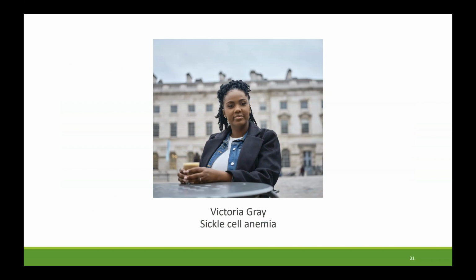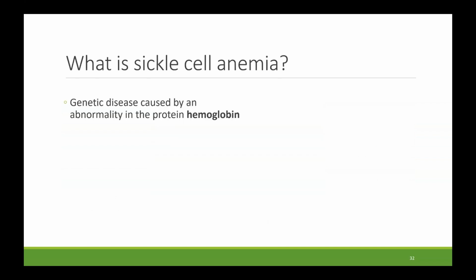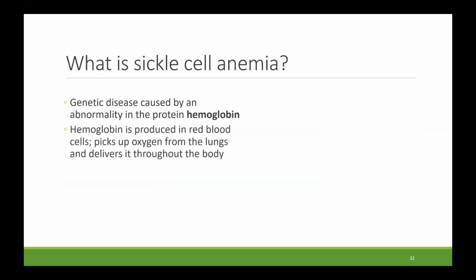We're going to begin with Victoria Gray. Victoria is our case study for a disease called sickle cell anemia. Sickle cell anemia is a genetic disease caused by an abnormality in the protein hemoglobin. Hemoglobin is a protein that is produced in our red blood cells. Its job is to pick up oxygen in the blood vessels that pass through your lungs and then carry that oxygen through the bloodstream to various parts of your body.